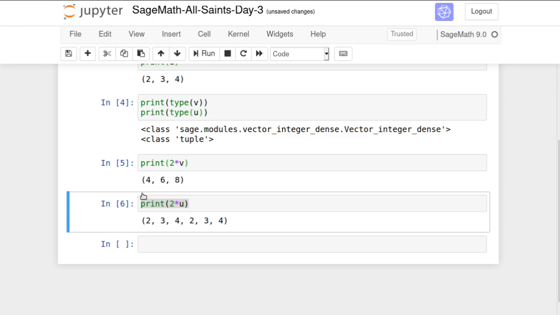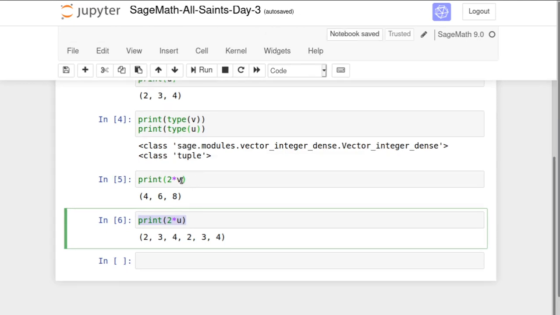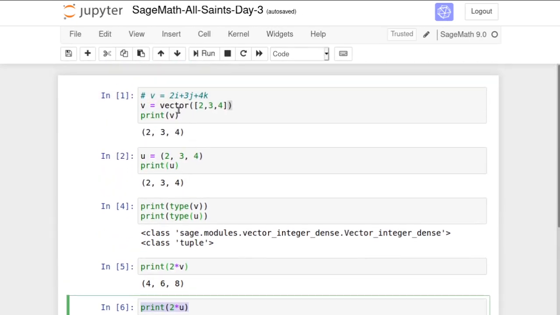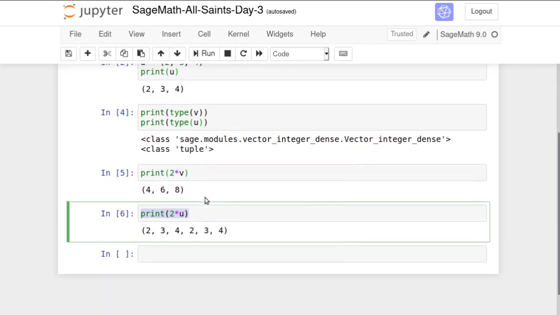That is because U is not expected to be an object which is supposed to be multiplied with a scalar, because we know that multiplication with scalar is possible only if it belongs to some certain set. For example, vectors you can multiply with scalar. If you have real number, you can multiply it with a real number. Real number you can multiply with integer. But U is something known as a tuple, and that is not expected to be multiplied with anything else. That is why you are not getting 2 times U to be what you expect, but 2 times V you are getting actually what you expect. Therefore, whenever you have to define a vector, you need to definitely use this vector command.